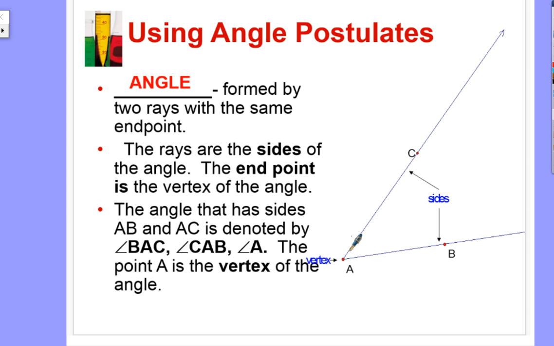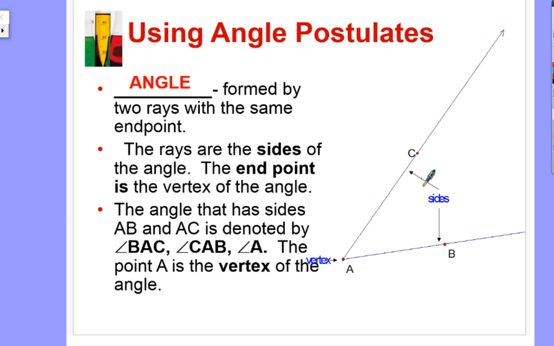So in this example, we see that we have AC, the ray, AB, the ray, and those are two rays that have the same endpoint of A. They created an angle because of it. And so what we end up seeing is that the angle has two parts. The parts are the vertex, and that is the middle letter of how we label our angle, and then it has the two sides, which are actually the rays themselves.